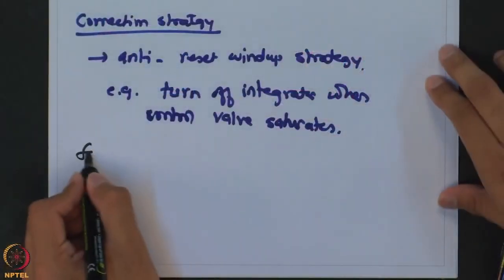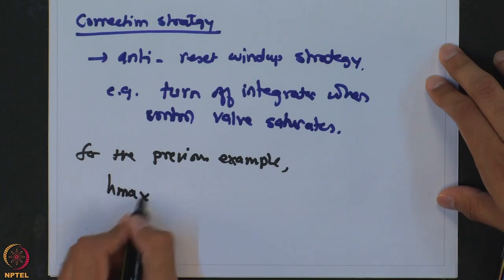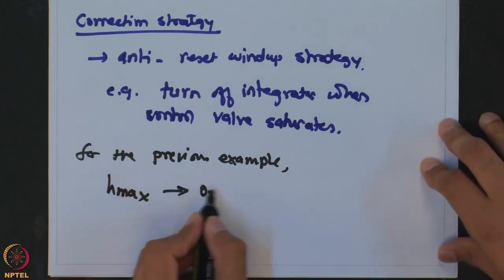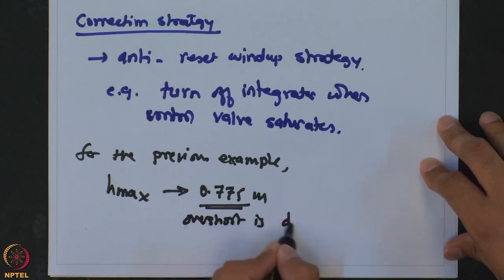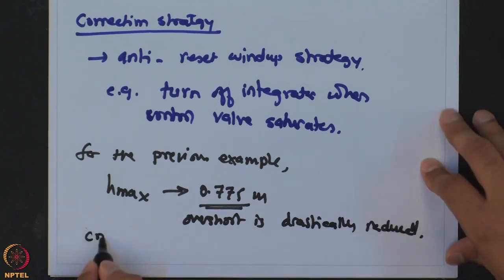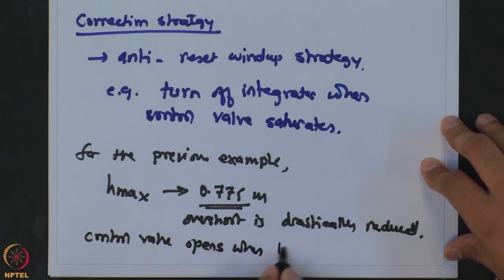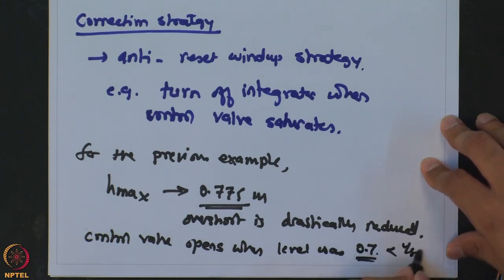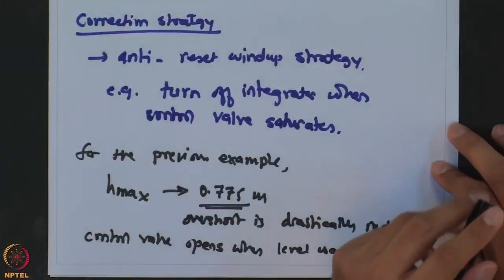So if you do that, for the same example, the maximum level to which it goes suddenly reduces to 0.775. So overshoot is drastically reduced, and the control valve also opens when the level was 0.7, so before the set point. So that it starts taking the corrective action, and because of that the level does not go too far beyond the set point.